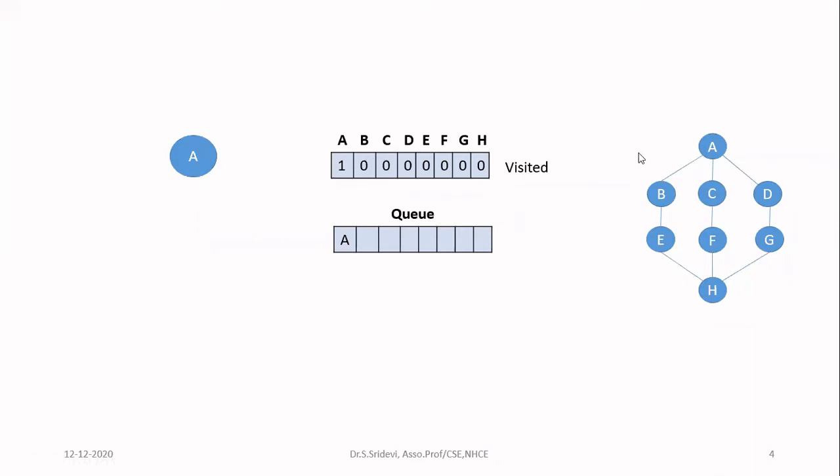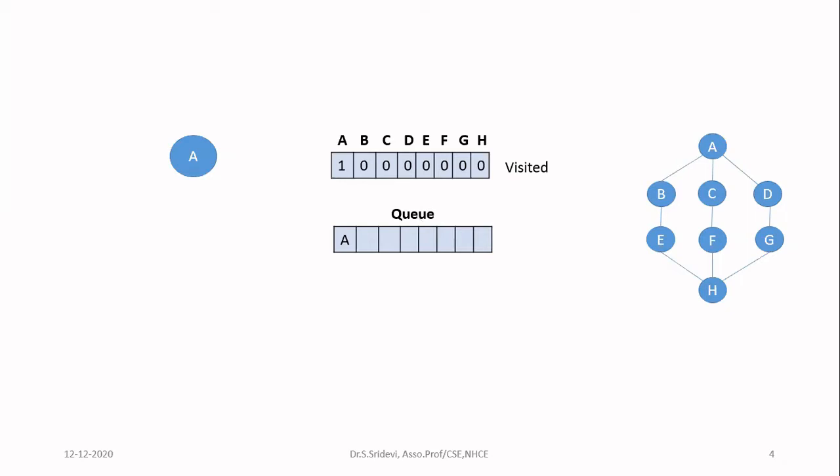Let me assume that A is the source vertex. So I'm going to write A in the graph. After that, I'm going to mark an array visited. Initially, when I start, all the entries in the visited array will be equal to 0. And the size of this visited array is equal to the number of vertices in your graph. So here totally I have 8 vertices in the graph. So initially I'll be starting with a 1D array called visited that will be having all the 8 entries as 0 initially. Similarly, I'll also maintain a queue.